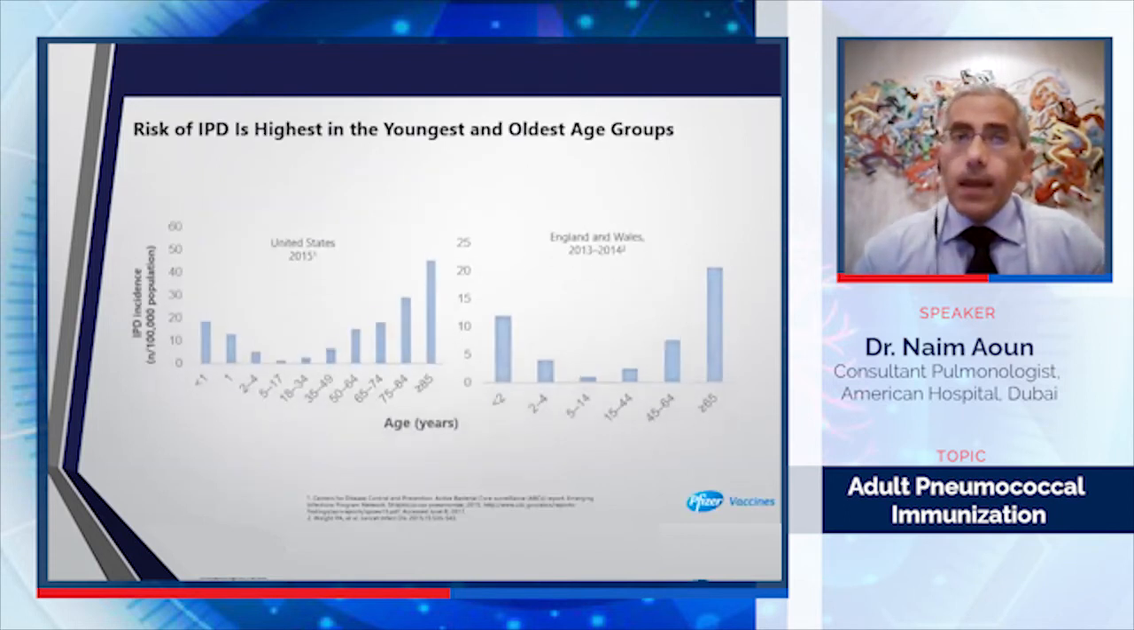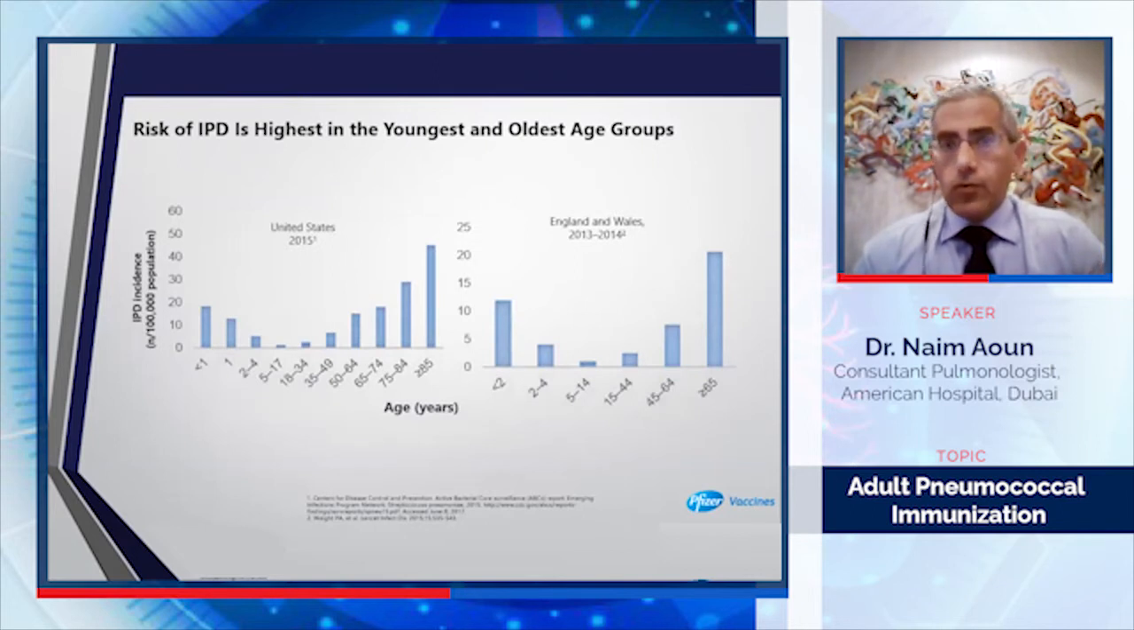Now, IPD is invasive pneumococcal disease. Risk of IPD is highest in the youngest and oldest age groups. So once it's pneumonia, for it to become bacteremic, for it to become invasive, the risk is higher in the elderly population and in the very young population, as you can see. Those two charts show similarities between what we noted in 2015 in the US and in England between 2013 and 2014. Again, emphasis on why we vaccinate the young and why we vaccinate the elderly, because those are the two most susceptible populations.